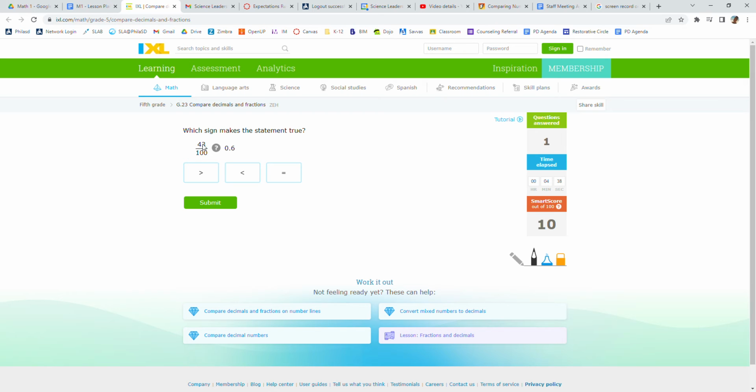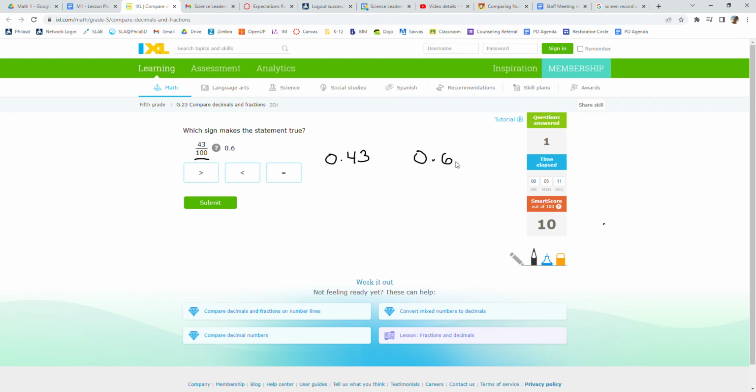We have this fraction, and the easiest way is to convert this fraction to a decimal, so that way we're comparing two decimals. So we recognize that 43 over 100 is the same as 43 divided by 100. So this fraction is equivalent to 0.43. So they want us to compare 0.43 to 0.6, and they're asking us, well, which one is bigger?